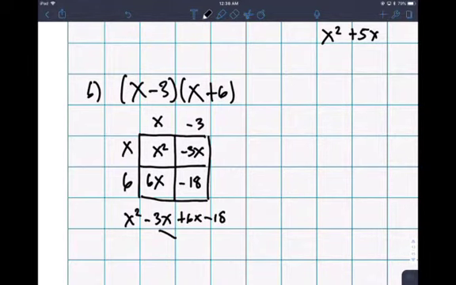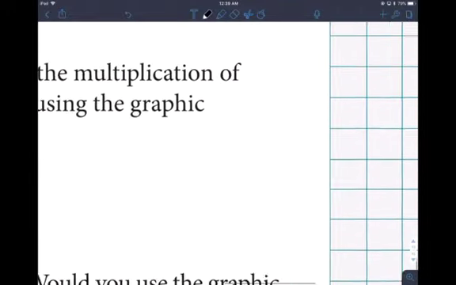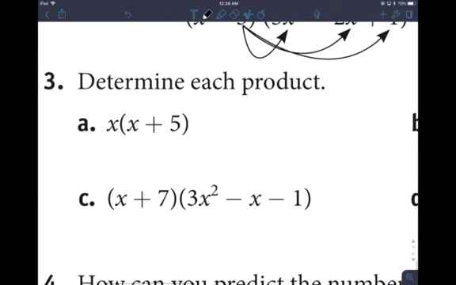Notice I have the like terms right here. So this stays x squared, and negative 3x plus 6x becomes positive 3x, minus 18. Next one, C. So if you want to set up C and work it yourself, just pause the video and then check with me. If not, then I'll just follow along. Maybe you can do D by yourself.